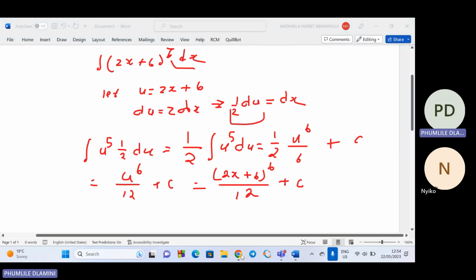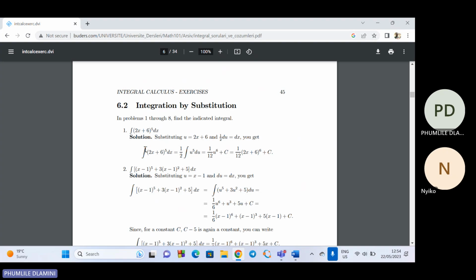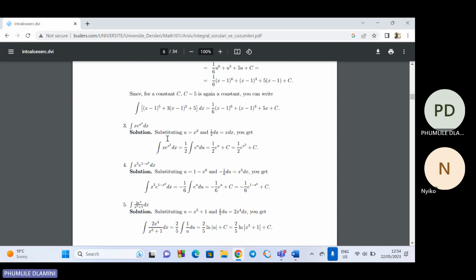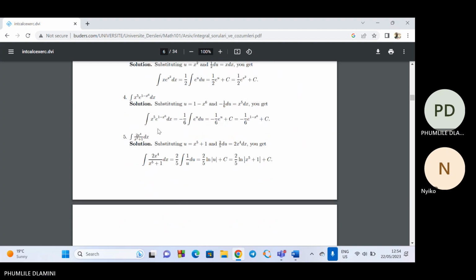If we check in that document, you will see that they are showing you the steps, 1 over 2, 1 over 6, until they get the same answers. So you can first maybe practice with the substitution ones. There is a solution there. This one we already did something like this. It's exactly the same. Even if we take this one, let's say the integral of x^5 e^(1 - x^6).